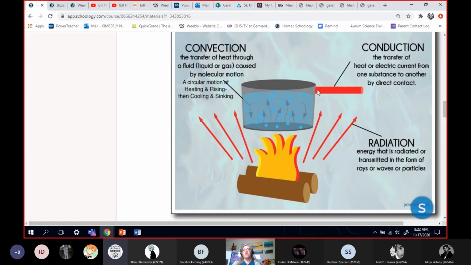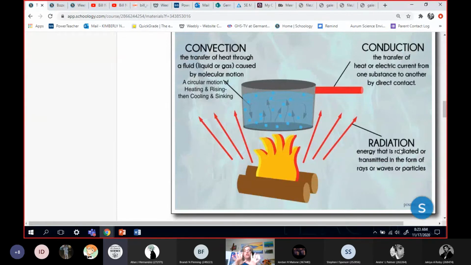Now this next one, conduction. You actually have to touch it. The heat transfers from molecule to molecule to molecule till it burns your hand. This side of the thing is touching the heat source, and then the heat moves up and up and up through conduction. So that's the second way, conduction: the transfer of heat from molecule to molecule up the end. Conduction has to actually touch the heat source.